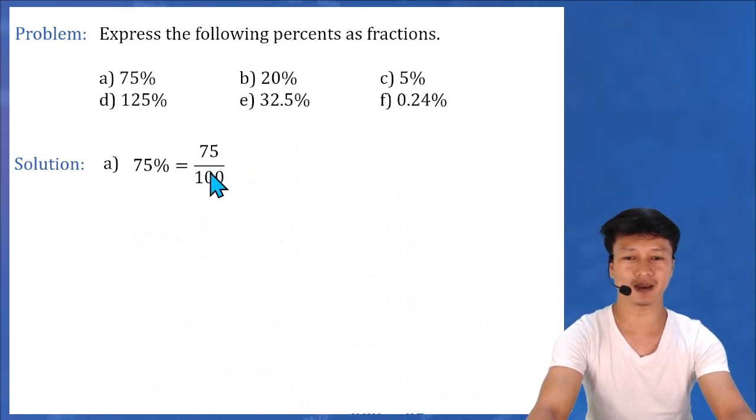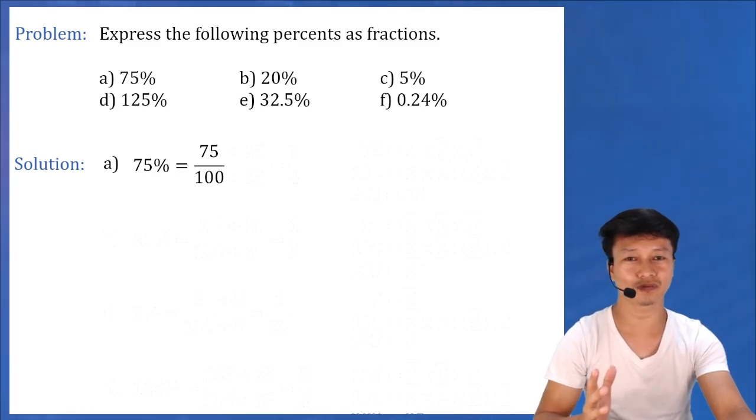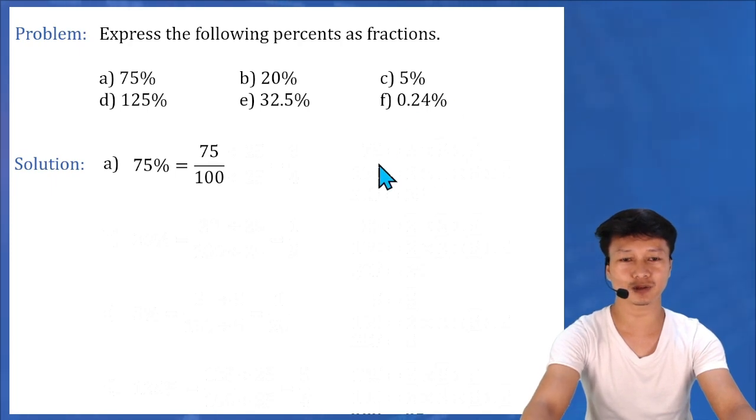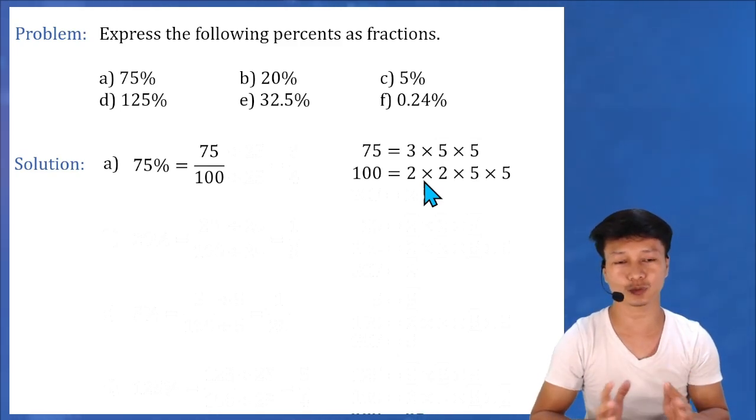Pero paano nga ba natin malalaman kung ano ang greatest common factor ni 75 at ni 100? Kailangan din natin silang i-express as the product of their prime factors. Halimbawa, ito si 75. 75 can be expressed as 3 times 5 times 5 because 3 times 5 times 5 is 75. Ganun din si 100. We can express 100 as 2 times 2 times 5 times 5 kasi mag-i-equal din sa 100 kapag multiply natin yung mga prime factors na yan.